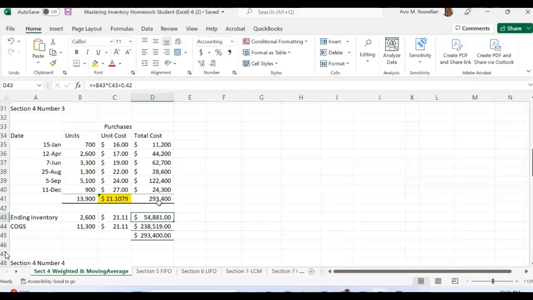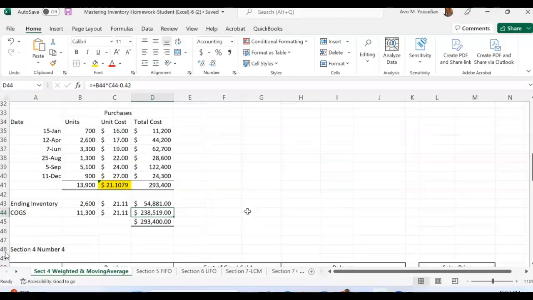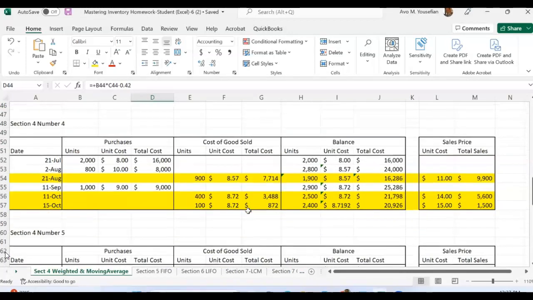Ending inventory dollar amount minus total available gives you cost of goods sold. Make sense? So this number multiplied by this number, ending inventory less 49,400, gives you cost of goods sold. Cool? Okay. So that's number 3. Let's go to number 4.